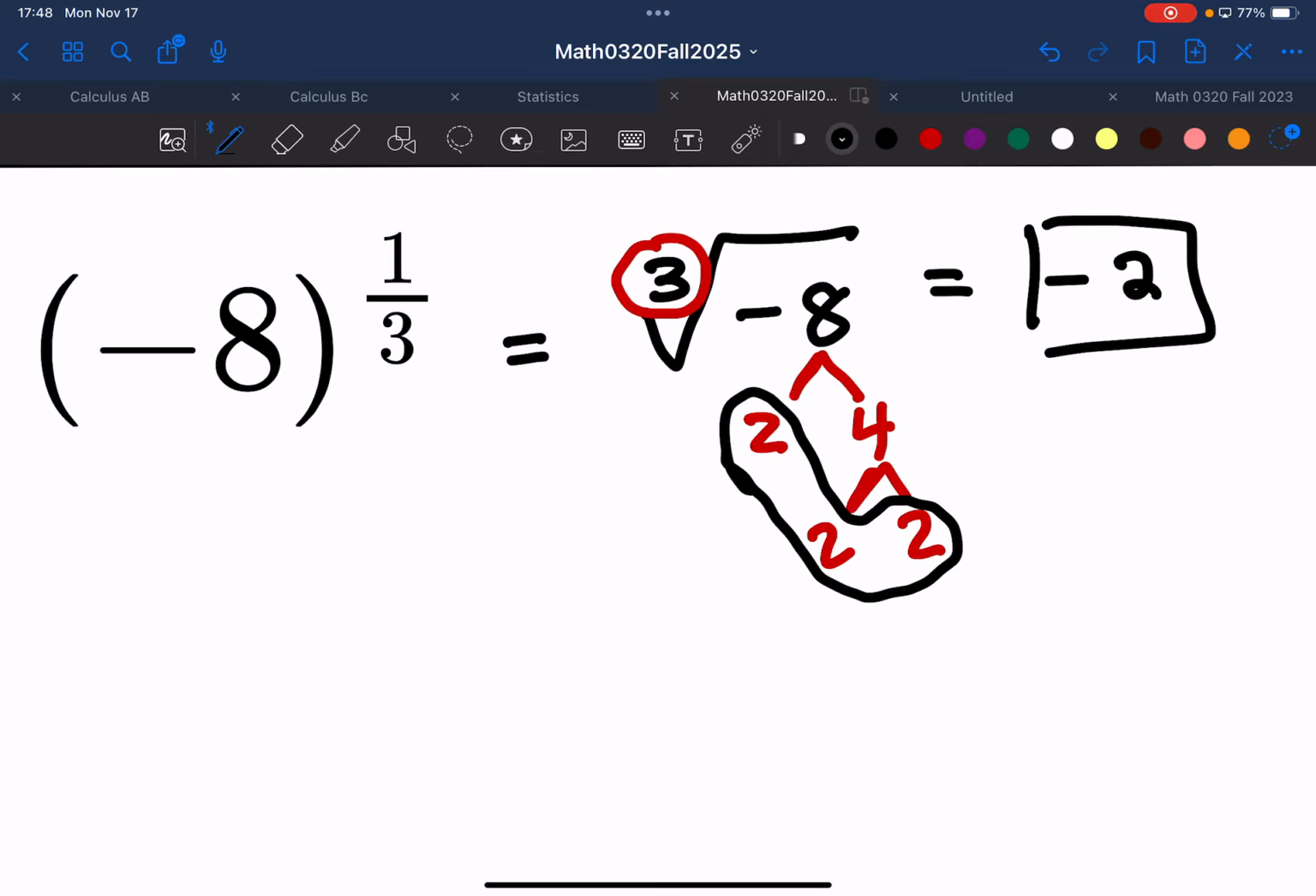So we took it from the exponent, converted it to the radical, and then since we were able to, we simplified it to an answer. You're not going to always be able to simplify.